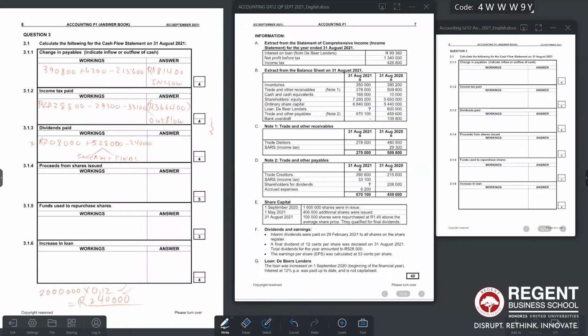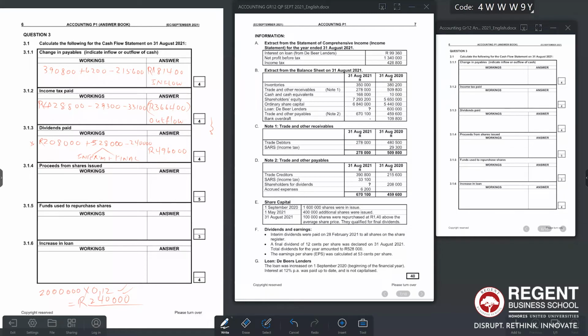Okay, well done. Where are you getting 288? Some of you are getting 288. That's not the answer. Yes, 496,000. It will be 496,000. And what is 496,000? That's the dividends that you paid out.